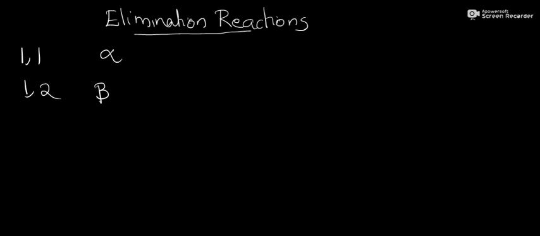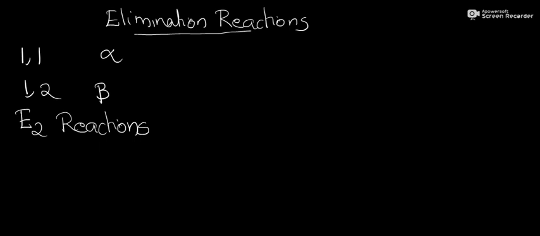So elimination can be of two types. First one is 1-1 elimination reaction, or it is called alpha elimination, which means the atoms or groups of atoms are lost from the same carbon atom. Whereas 1-2 elimination or beta elimination, in which atoms or groups of atoms are lost from the adjacent carbon atoms. And in this chapter we deal with the 1-2 elimination, that is our beta elimination.